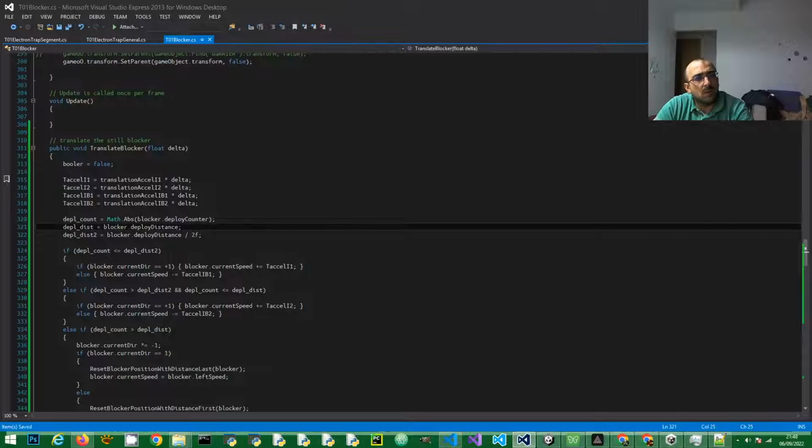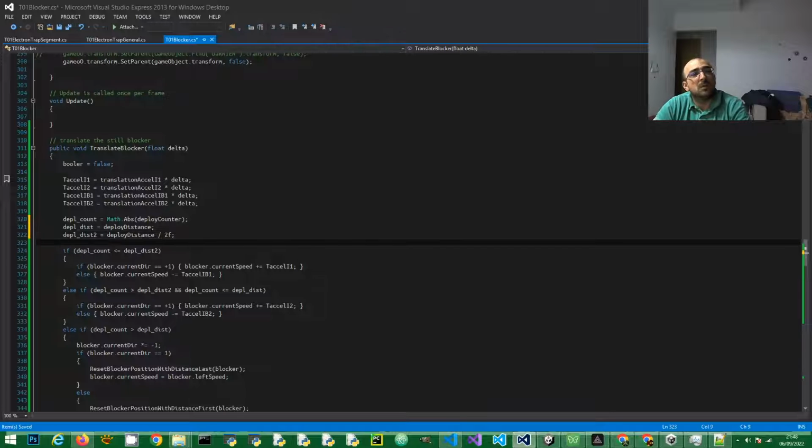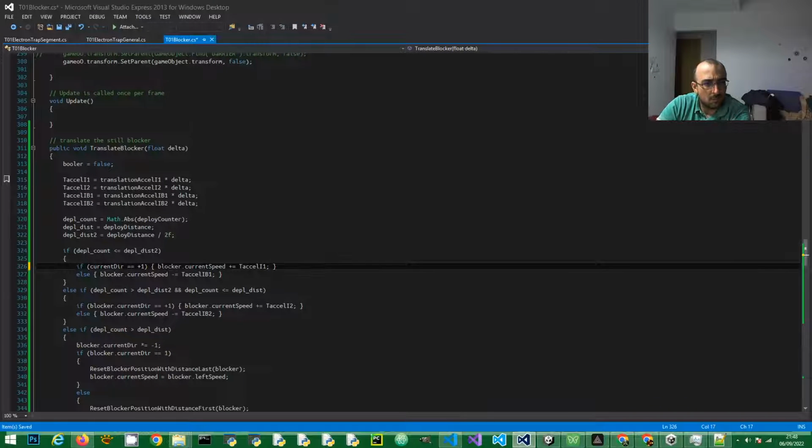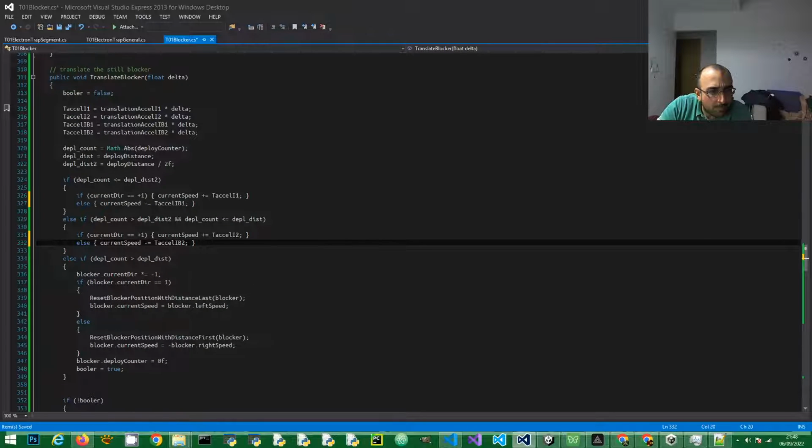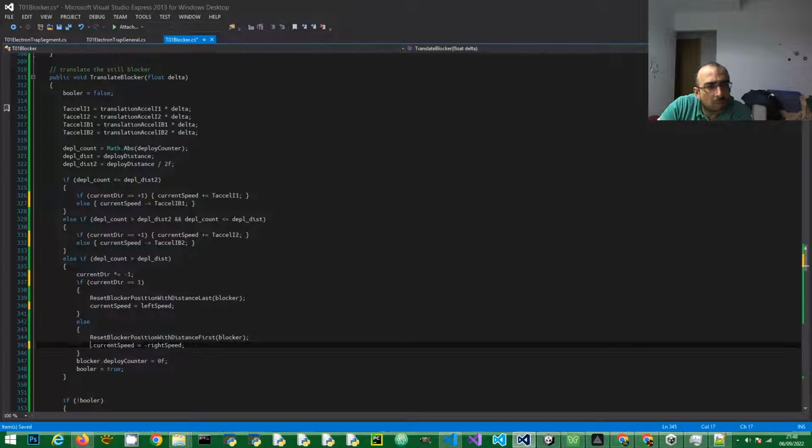Okay. This is good, and this is good. We don't need it. We don't need this. We don't need this. It's basically good. Reset position or distance. Basta.